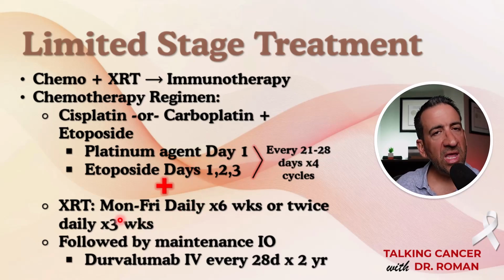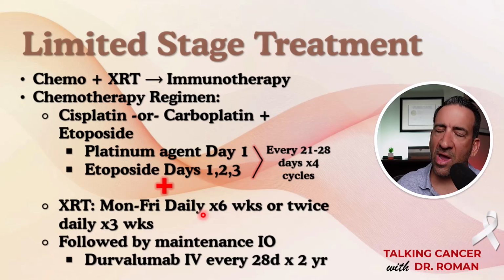Now let's talk about radiation here. Radiation is given Monday through Friday, every day for about 6 weeks. This can vary a little bit, and sometimes instead of once a day, you can receive it twice a day for 3 weeks, give or take. And this is what we call hyperfractionated radiation.